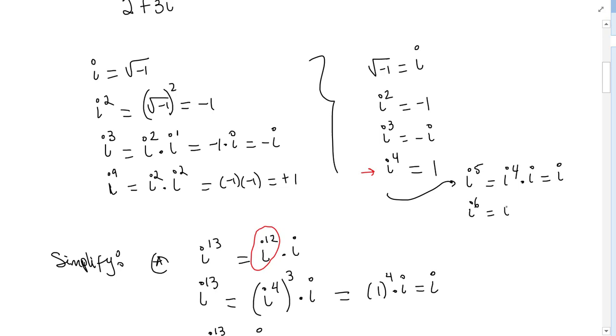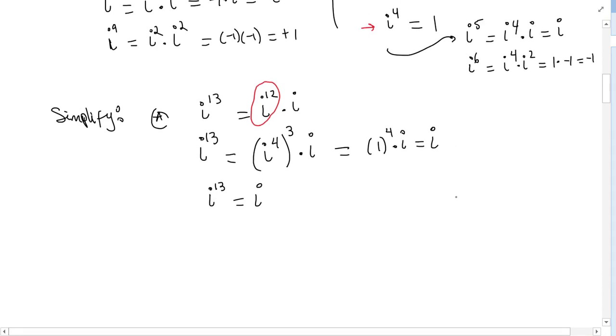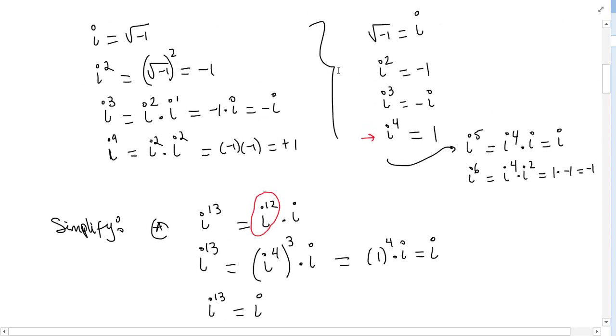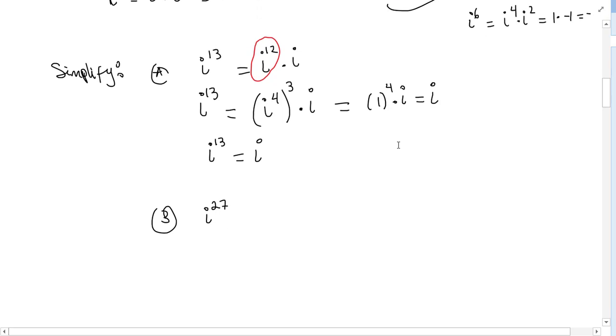I to the sixth is i to the fourth times i squared. So it's 1 times negative 1, so I get negative 1. Notice that we're starting to repeat. That's why we just use those 4. And how about i to the 27th power? Same thing, I want to be able to use one of these, usually these 3: i squared, i cubed, or i to the fourth.